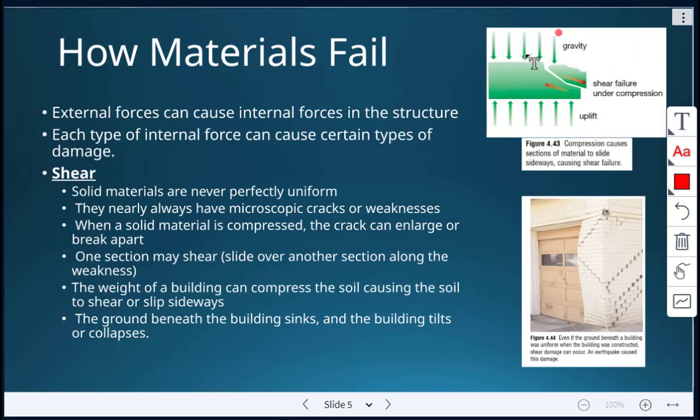So here, there's a shear failure happening under compression. Then the weight of a building can compress the soil, causing the soil to shear or start to slip sideways. And then the ground beneath the building can also sink. Therefore, the building can tilt or collapse. So here in this diagram, even if the ground beneath the building was uniform when the building was constructed, shear damage can still occur. And in this example, there was an earthquake which caused this damage.